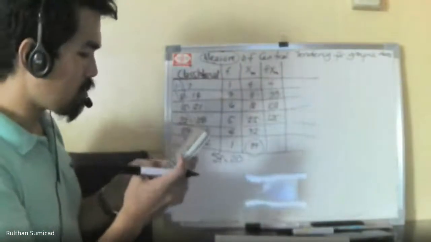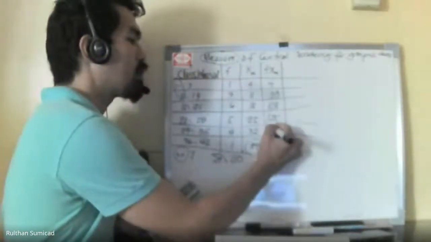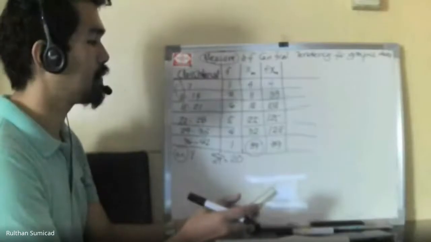Sorry. It's 32 times 4, 128, and then 39. Okay? This is exactly what you need to do.